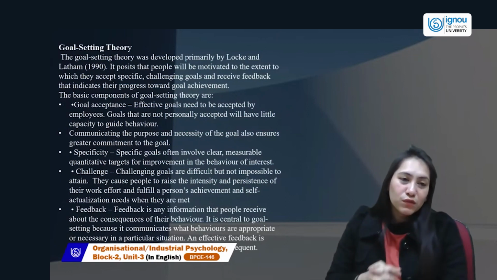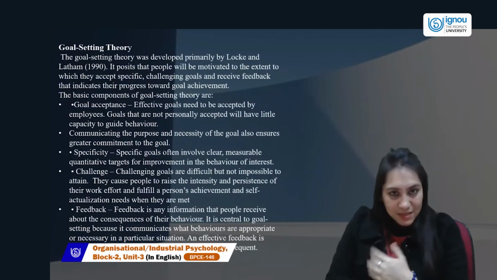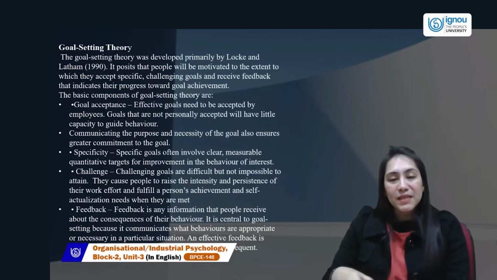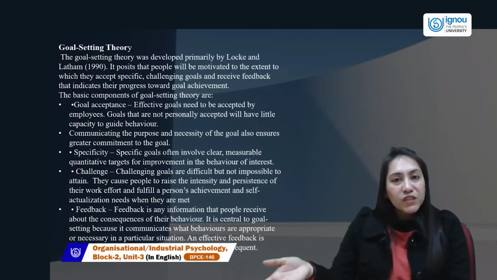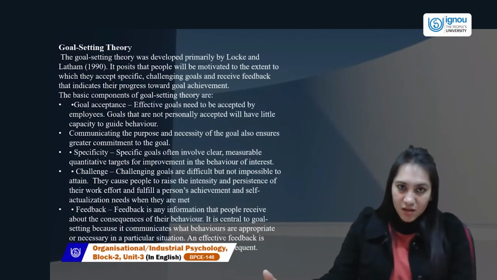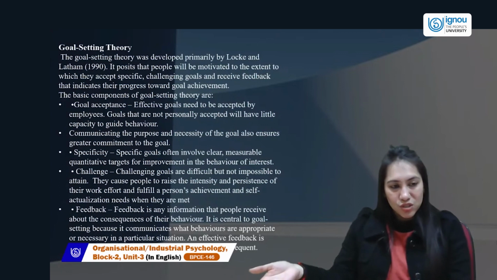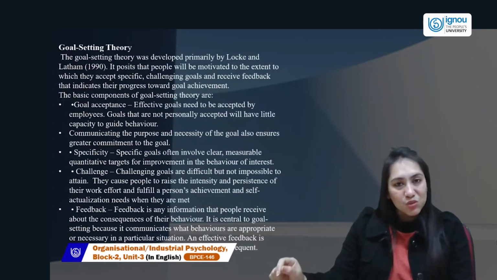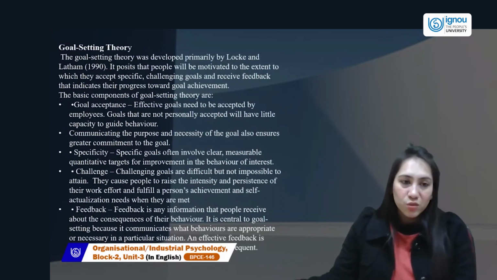The basic components of goal setting theory: goal acceptance is required, which is that effective goals need to be accepted by employees. Goals are not personally accepted, but to a level of capacity to guide the behavior. So whatever goal of the company is being set, the individuals should accept it as something that needs to be done, so that they're driven towards the organization's achievement. Communicating the purpose and necessity of the goal ensures greater commitment to the goal, which is very true. The more precise, the more specific, and the more clear the goal given by the company, the better the achievement is going to be. Specificity, as I said: clear, measurable, quantified.